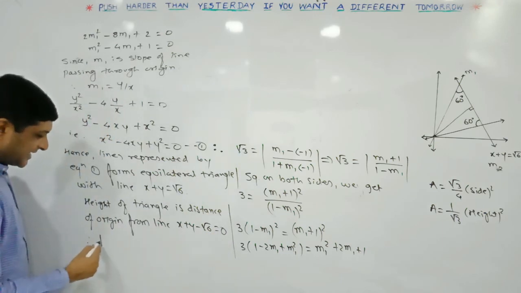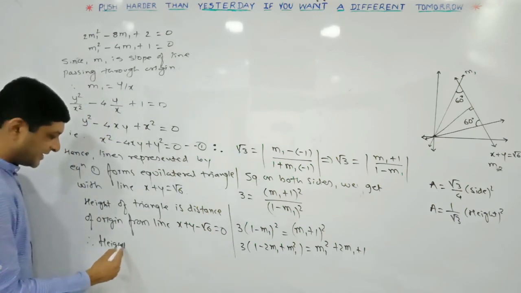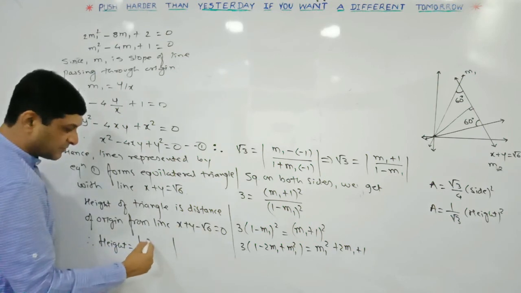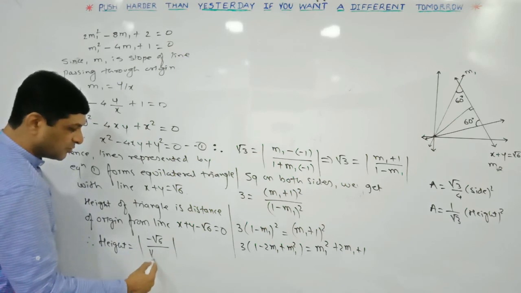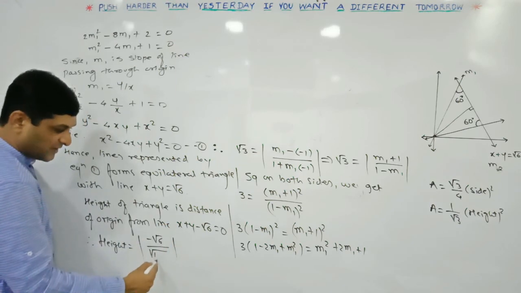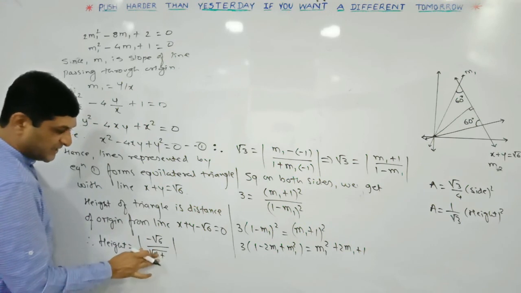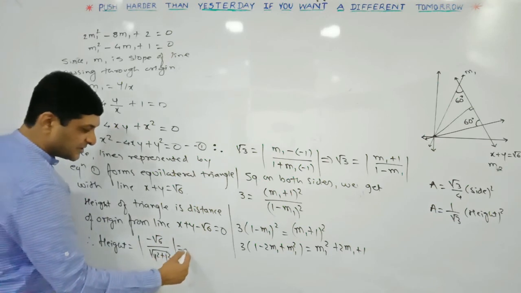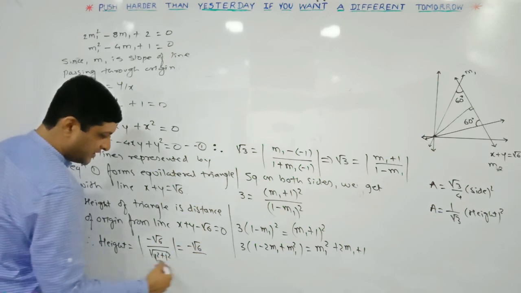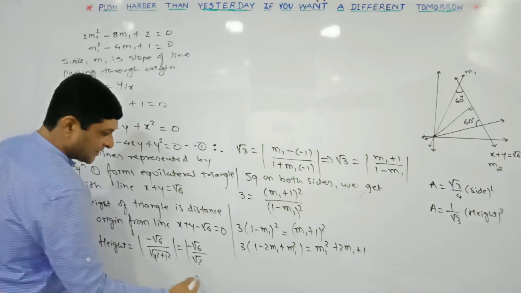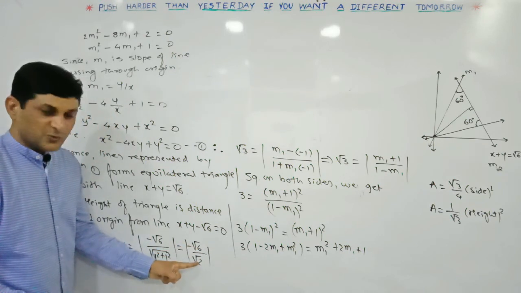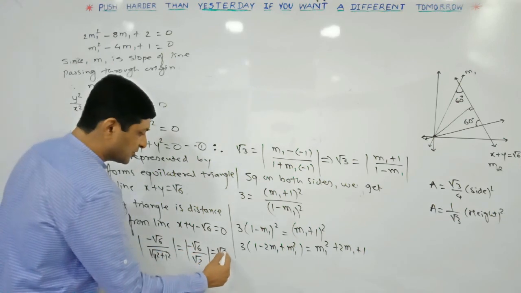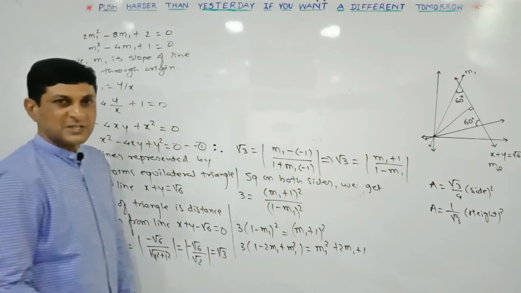So therefore we can say that height is equal to, what is the formula to find out distance of a line? C means what? Minus root 6 upon under root a square plus b square. A means what? 1 square plus b square. B is also what? 1 here. 1 square plus 1 square. So which is equal to minus root 6 upon, in the denominator we are getting root 2. So here division of root 6 and root 2 is root 3, and mod of minus root 3 will be equal to what? Root 3. In this way we have got the height of this equilateral triangle.